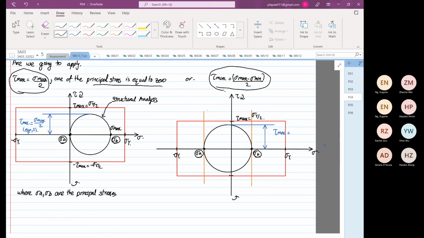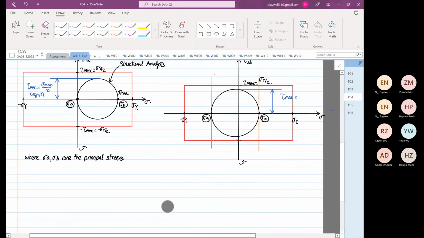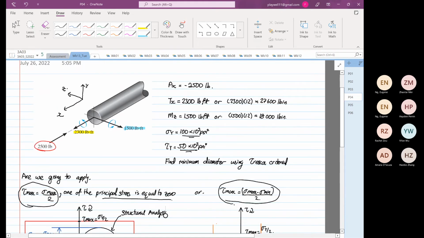So the first thing we're going to do now is look at the front end of the shaft. By looking at the transformation, we are going to view the shaft on the YZ plane.